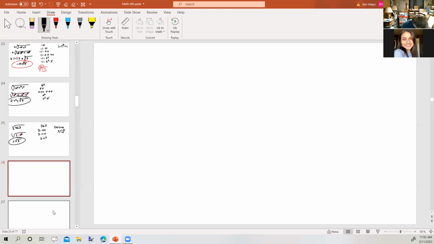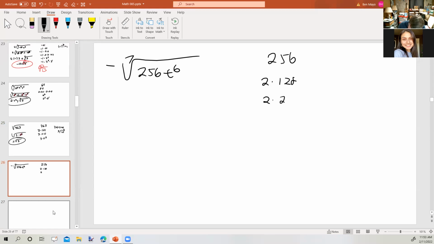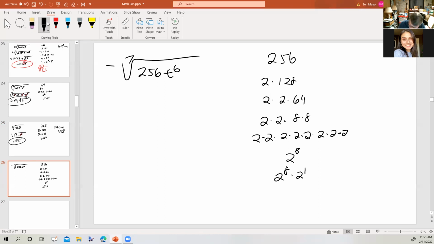Okay, let's see. How about this one? Negative the 7th root of 256 t to the 6th power. 256. Let's see, that's 2 times 128, which is 2 times 2 times 64, which is 2 times 2 times what? 8 times 8, which is 2 times 2 times, and then 8 is 2 times 2 times 2, and 8 is 2 times 2 times 2, and I've got 1, 2, what? 2 to the 8th power, which I'm going to write as 2 to the 7th power times 2 to the 1 power to match my index. So I get this, the negative, the 7th root of 2.